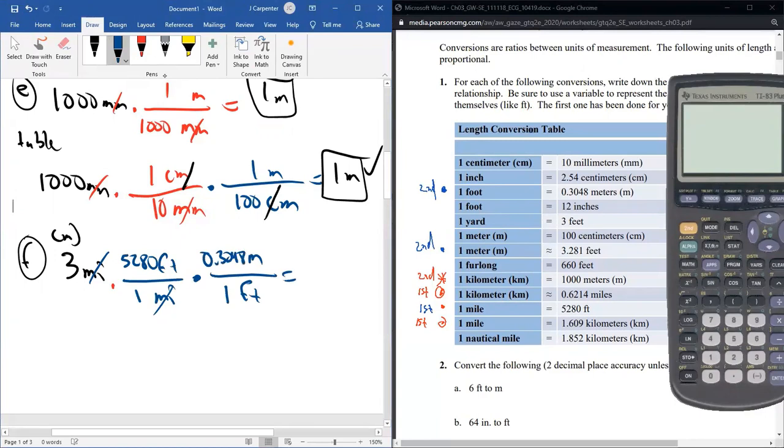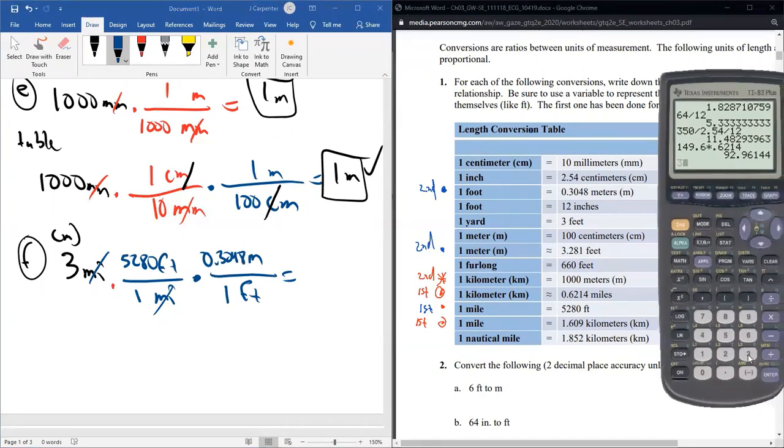So that's the way I chose to do things, just so I'm multiplying things, because that would have been the easier way to do it by hand. All right, so we start with our 3 miles. We multiply by 5280, which is 15,840. And then we're going to multiply by the 0.3048, and you get 4828.